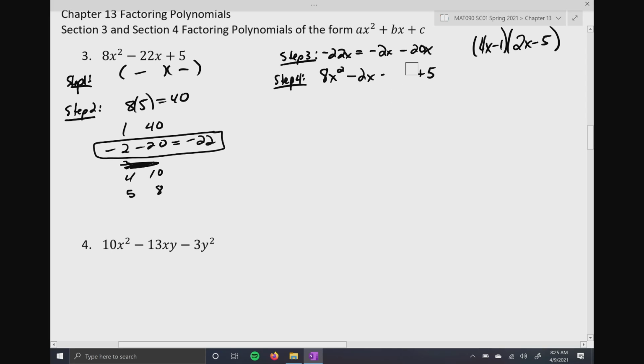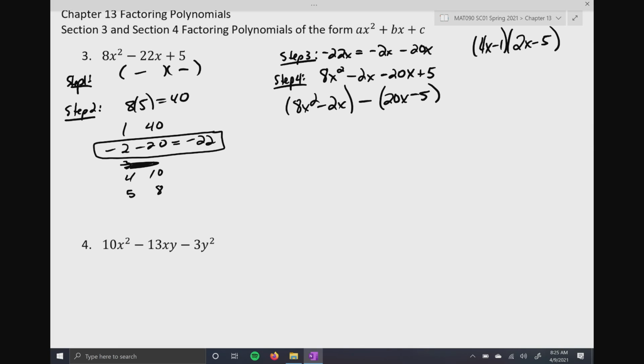That is the one mistake I make all the time. So I'm looking at the wrong thing. So we get 8x squared minus 2x minus 20x plus 5. Factor by grouping. 8x squared minus 2x minus 20x minus 5. Remember, that middle sign is negative. So when you do your grouping, the second symbol has to change.